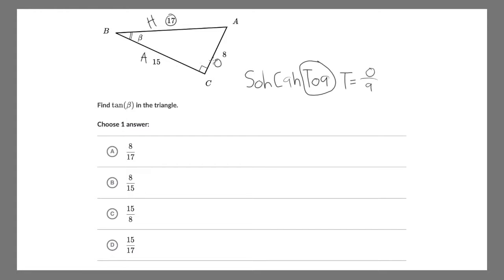And now let's find the answer. We're looking for O, and O is 8. And we need 8 over our adjacent. We figured out adjacent is 15. So if we look over 8 over 15, we can see B is the right answer.